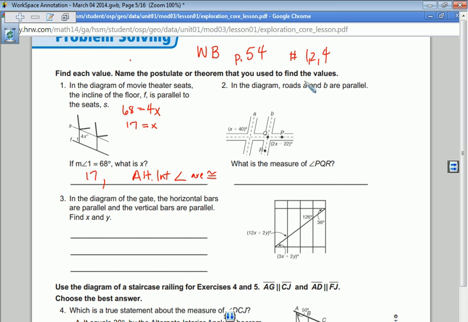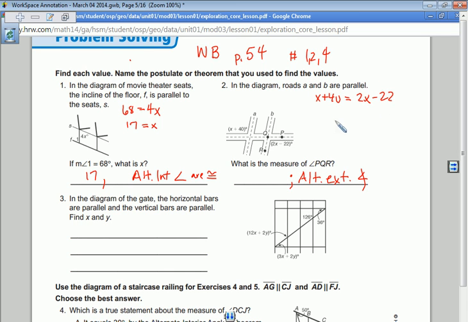All right. Now, this one, the roads are parallel. So if these two, A and B, are parallel, then we know that these two angles must be congruent. Why? How would you classify them? Alternate exterior. Good. Alternate exterior angles, and they are also congruent. Okay, so we've said that x plus 40 equals 2x minus 22.